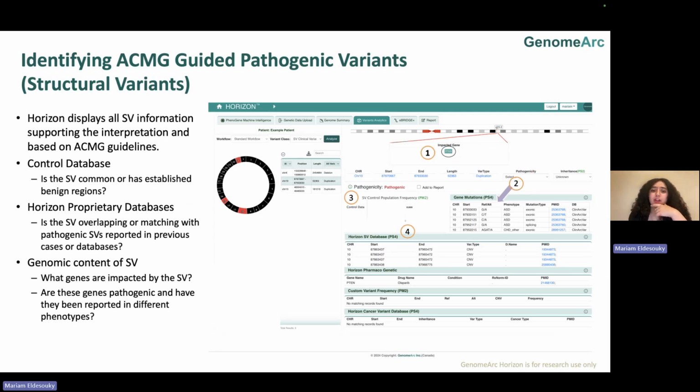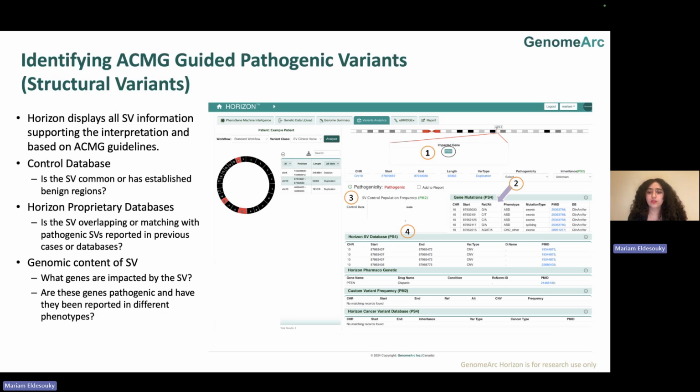Now let's go to SV variants, structural variants, which are much more complex and they don't have a lot of databases or tools that can help in predicting pathogenicity. So again, Horizon displays all the information supporting the interpretation, and it's based on ACMG guidelines. So when we look at a structural variant, in this case we're talking about CNVs specifically, copy number variations. So we're talking about a long stretch of DNA that might have impacted multiple genes. It might have impacted protein coding regions, or it has taken a large chunk of a specific part of the genome.